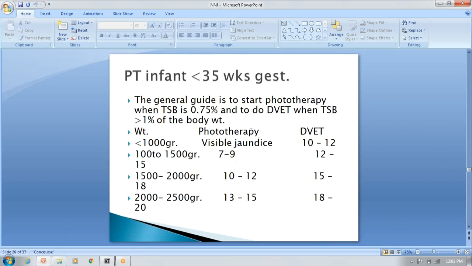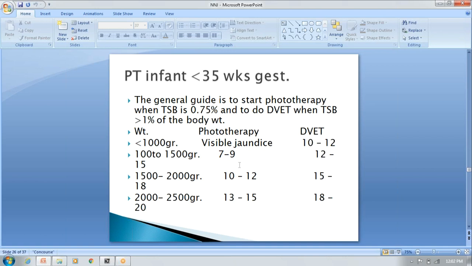And when coming to the preterm babies, we have to think of the gestational age and birth weight, which is very, very important. If the weight is less than 1000 grams, there is no visible jaundice, give phototherapy. And when the bilirubin level is more than 10 to 12 milligrams, you have to go for the DVT. DVT is nothing but double volume exchange transfusion. The blood volume is 85 ml per kg. Double volume you have to take, that means double the blood volume.